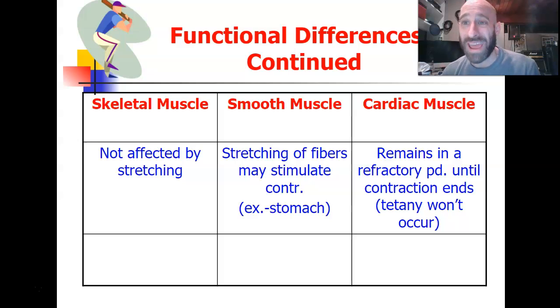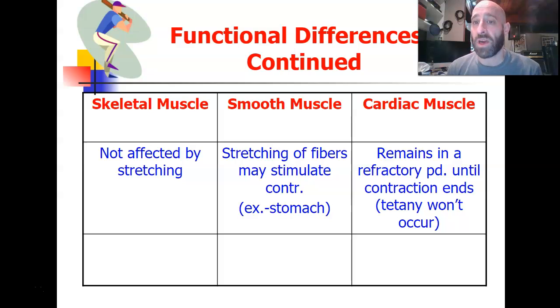Smooth muscle, on the other hand, does. Contractile stretch. So, for example, your stomach. When your stomach stretches, that triggers the muscles in your stomach to squeeze and push the food out into your intestines, right? So some fibers may stimulate contraction when we're talking about smooth muscle.